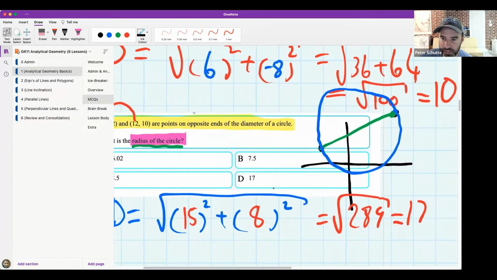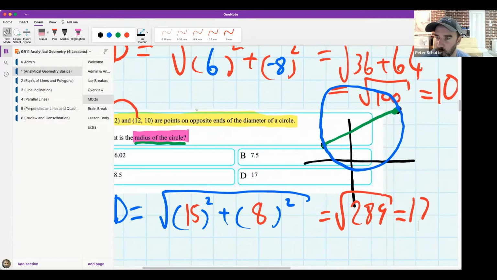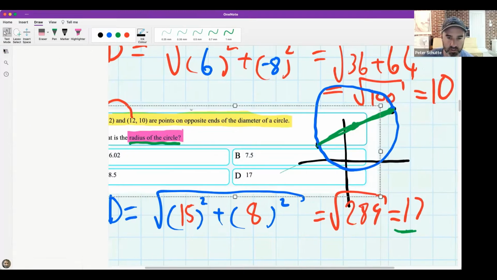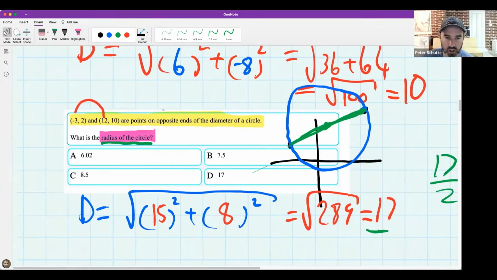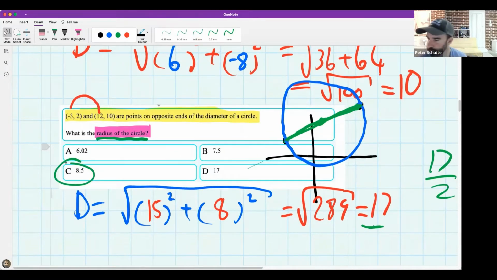Well, because you found the diameter, this green thing. So you know this green thing is 17. But what you really want is the radius, which is half that. And so the answer will be 17 over 2, which is 8.5, which is C. Okay, so you really get a sense of how in this section, it's not just about knowing the tool, it's also about knowing about the shapes that can exist on the Cartesian plane.